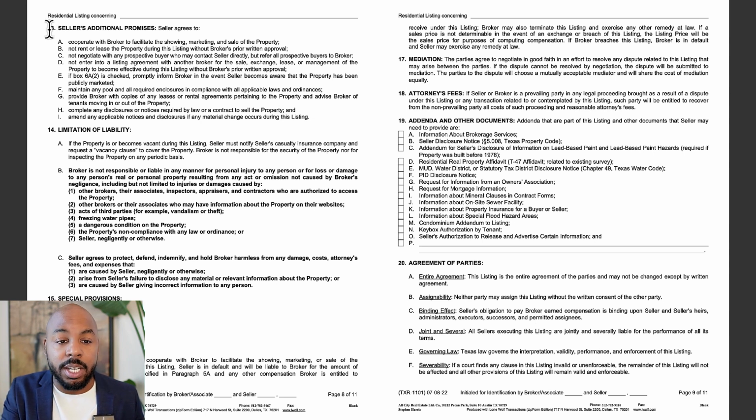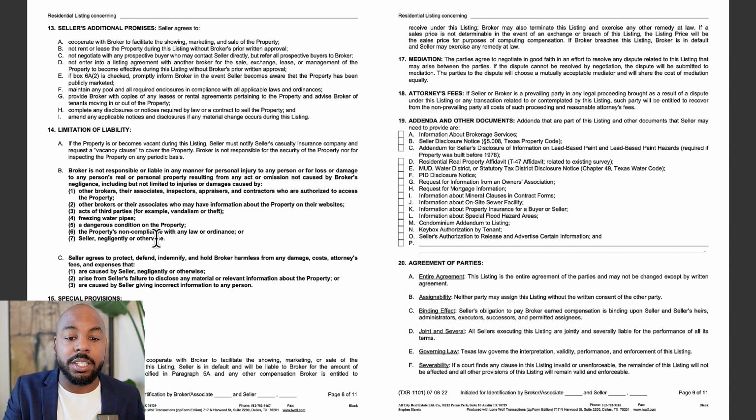Section 13, additional promises. Okay, so we already kind of talked about facilitating showings, marketing, and sale of the property. You won't rent it or lease it, and you can't negotiate with any prospective buyer. You're going to leave that to us. So please make sure that you read this. It also says you're going to maintain any pools or just maintaining the property. Read through this additional promises section.